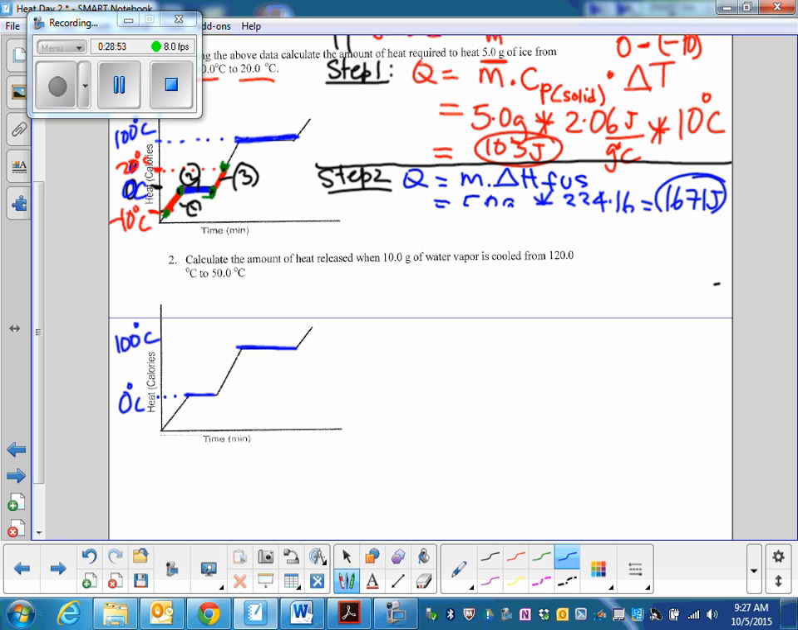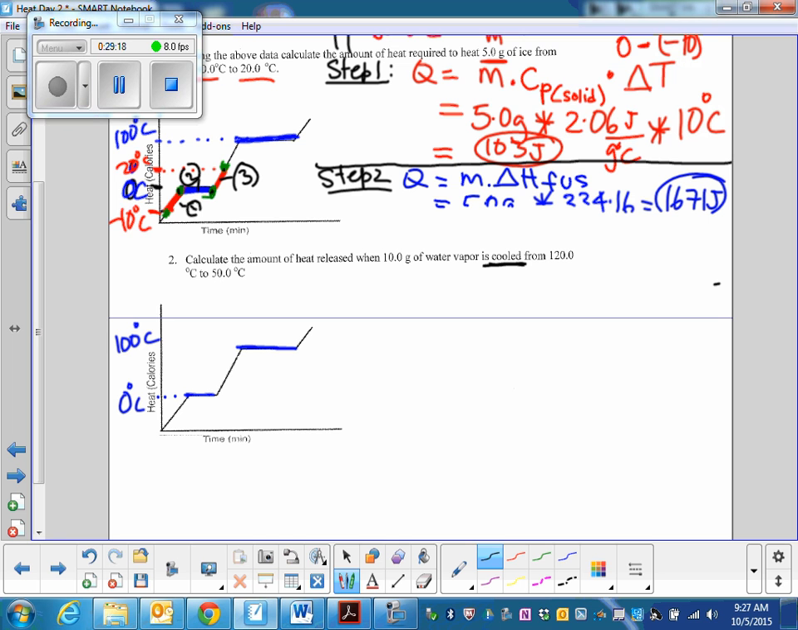In this problem, what is the temperature change? Now read the problem carefully. The hot water or the vapor is being cooled. What is my starting temperature?